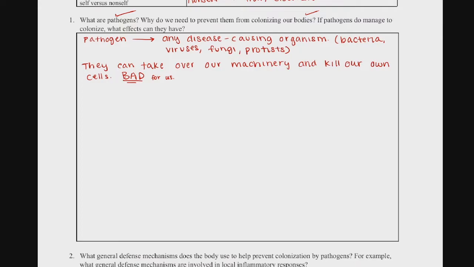And then, to answer the last one, if pathogens do manage to colonize, what effects can they have? So they can overgrow, putting pressure on our membranes and cavities.